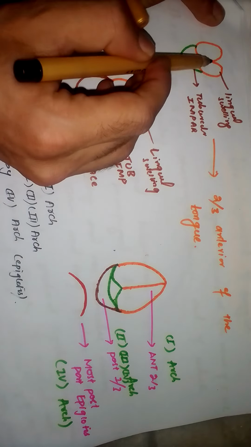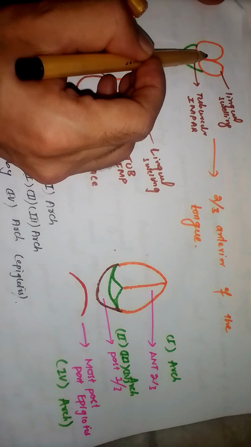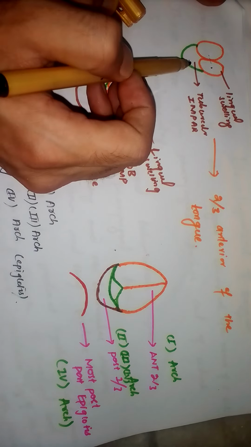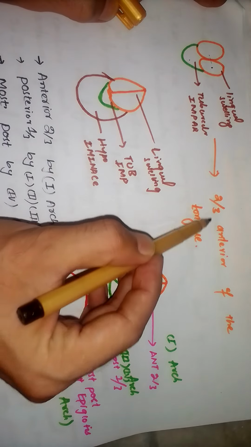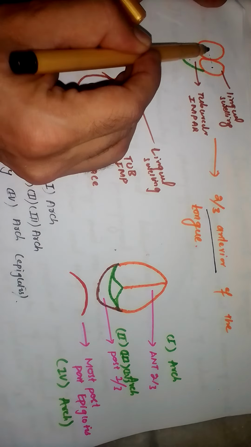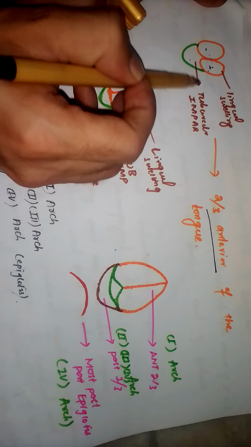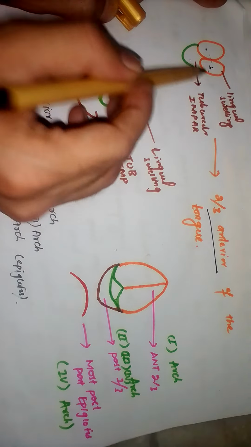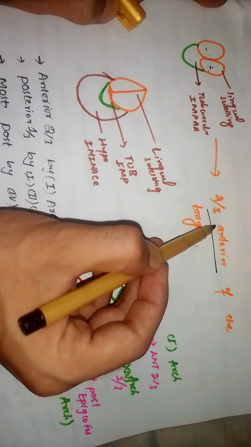These are the 2 lingual swellings and this is the tuberculum impar. These 2 lingual swellings and the tuberculum impar combine with each other and produce the anterior 2/3 of the tongue.